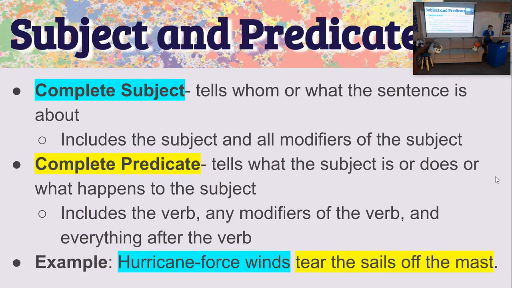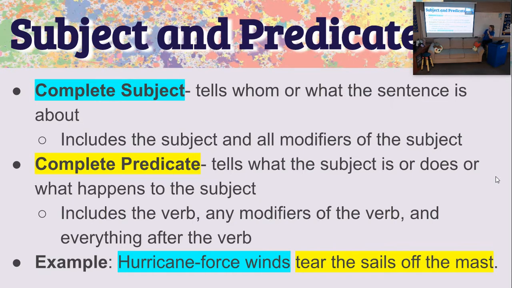So here would be an example. Hurricane force winds is the complete subject. What's the single word subject there? Who or what is this sentence about? Lauren? Yeah, winds is the single subject. Hurricane force is an adjective modifying the subject, so that whole thing together is the complete subject. And then we've got the predicate, highlighted in yellow.